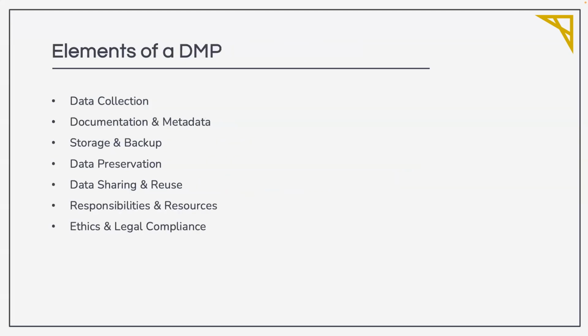But when I talk about the DMP Assistant and its elements, there are 7 basic elements. First one is data collection. Then we go into documentation and metadata, storage and backup, data preservation, data sharing and reuse, responsibilities and resources, and ethics and legal compliance. So I'm going to start going through these questions and talking about what you can consider and what you can expect from them. If you're a researcher, we can talk about that from your perspective. If you work in research support and you're interested in how this might be served, feel free, keep those questions coming. I'm feeling lonely out here.